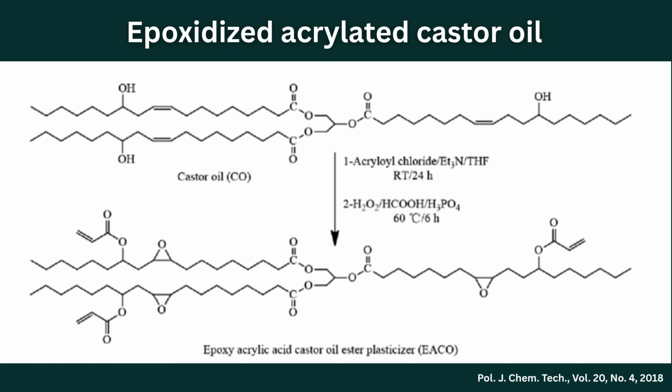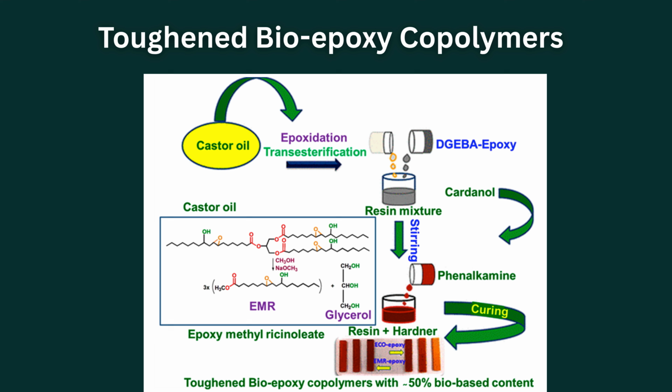For example, epoxidized acrylated castor oil has been shown to significantly reduce the glass transition temperature of PVC while improving flexibility and thermal stability. Hyperbranched epoxy systems synthesized from castor oil exhibit excellent toughness, flexibility, and mechanical strength, making them suitable for coatings and structural applications.